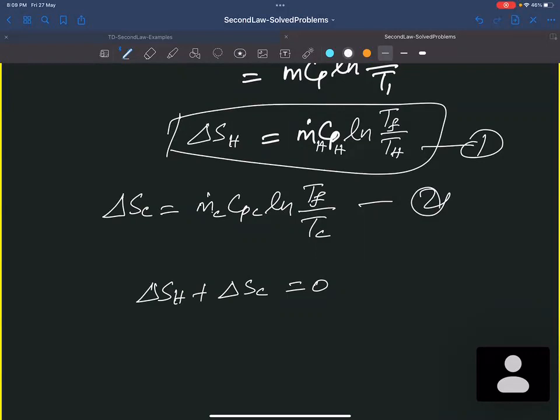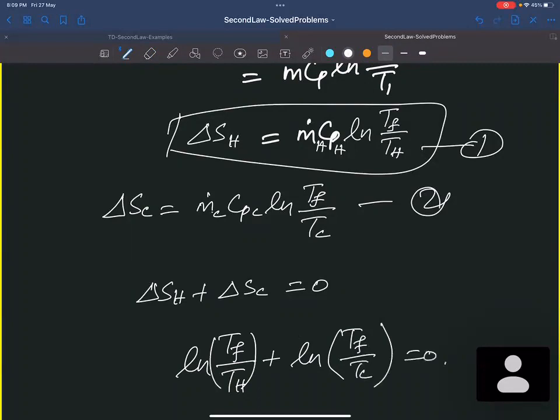So we can write this as m dot and Cp, and all these you can remove from the left hand side. So at last you are going to have only ln of TF by TH plus ln of TF by TC equal to 0.